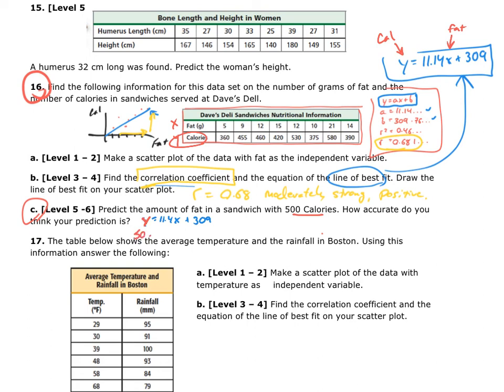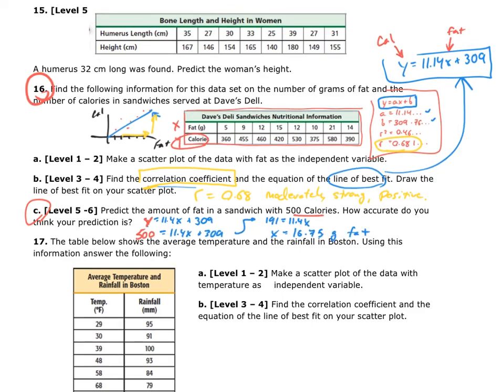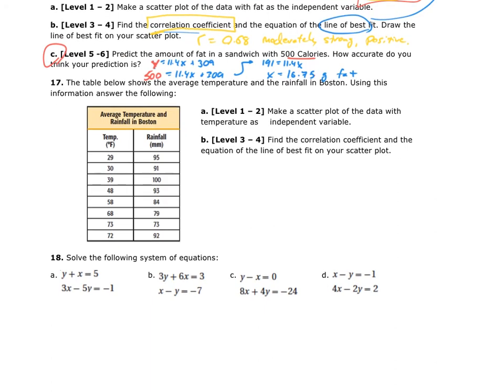All right, so say 500 should equal 11.4x plus 309, and now we just need to solve for x. So subtract 309 from both sides, so 500 minus 309. So now we got 191 equals 11.4x, and then divide by 11.4. And I got 16.75 grams of fat. Cool. All right.